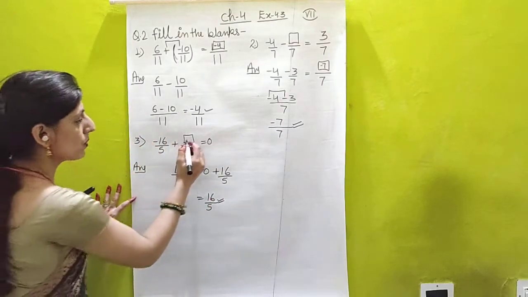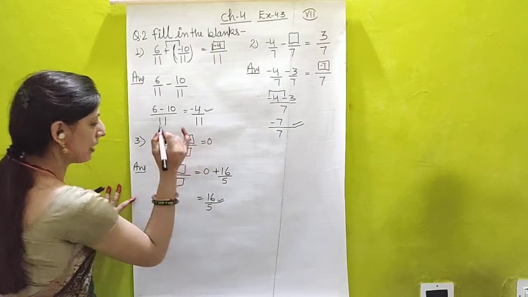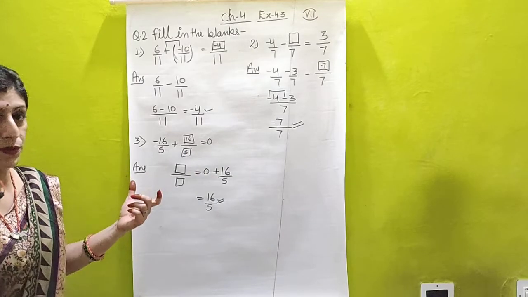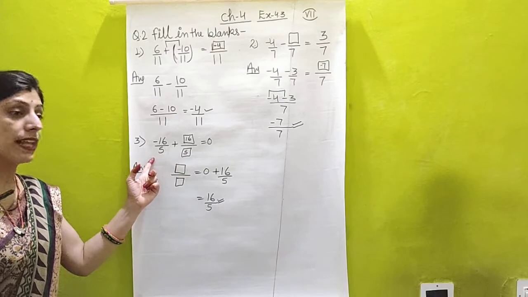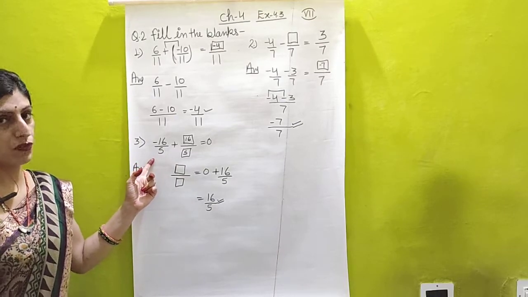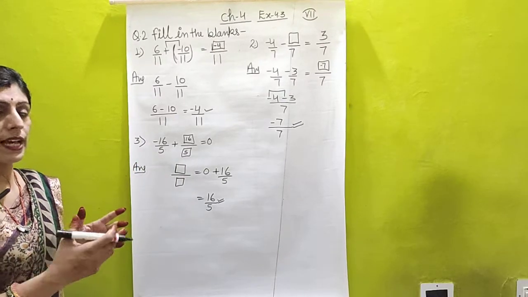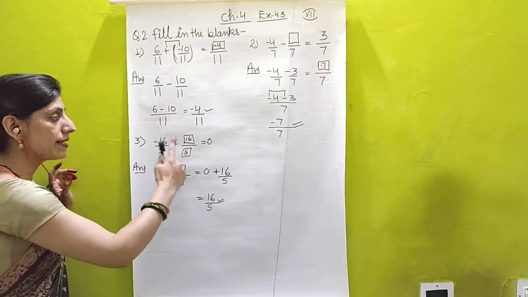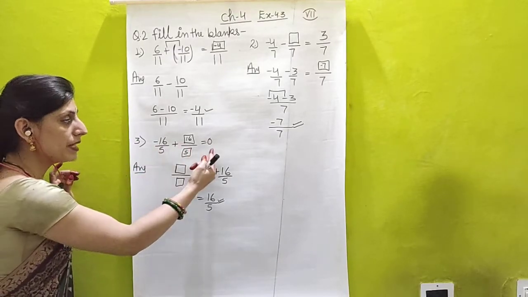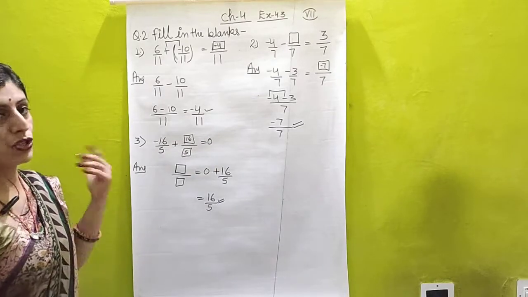answer. So students, here 16 upon 5 will come, and if you observe, this is a rational number, and this is the negative or additive inverse of the rational number. As I told in the beginning of the class, when you add a number and its additive inverse, the sum will be 0. Okay students, now question number 3.